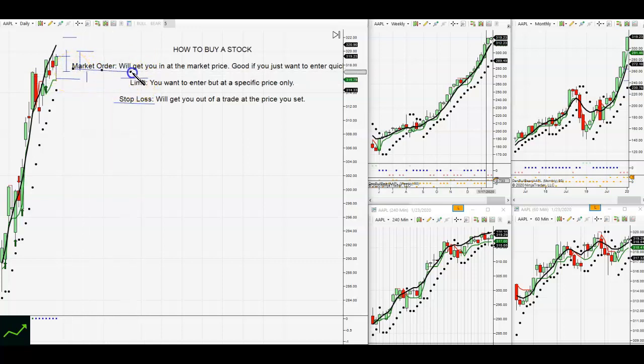Again, the market order is great for highly liquid stocks where you just want to get in and you're confident where price is heading. A limit order can be better for less liquid stocks, like a penny stock, for example. A limit could be used to get your position. Stop loss, we always use a stop loss. We always want to limit our losses.